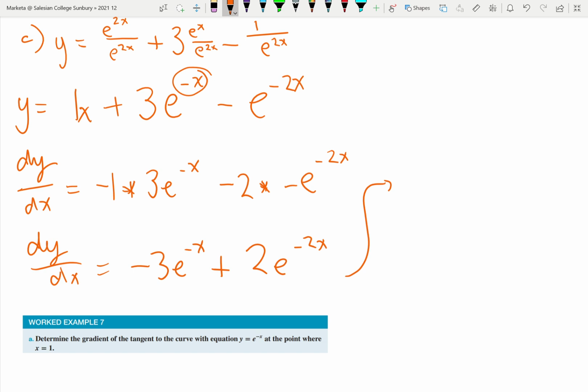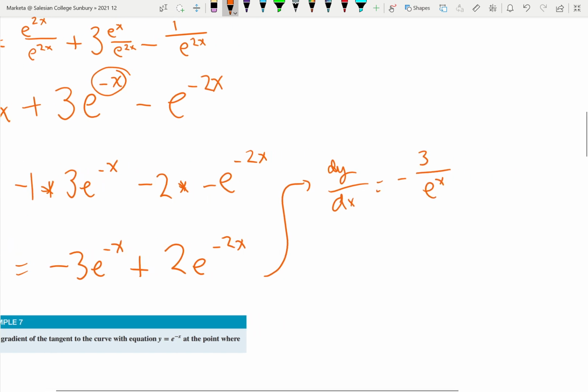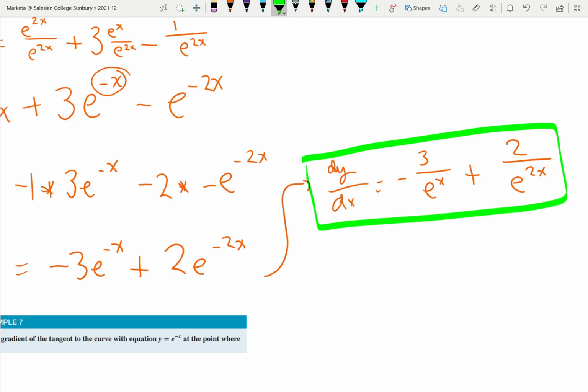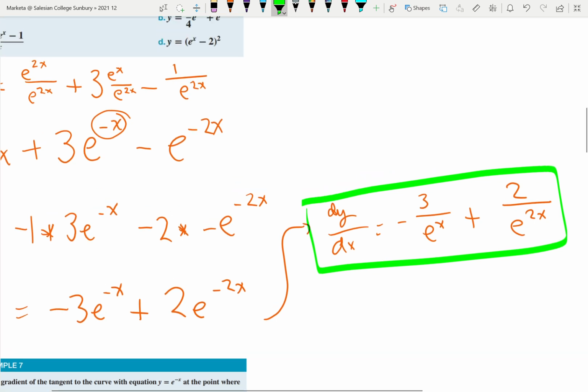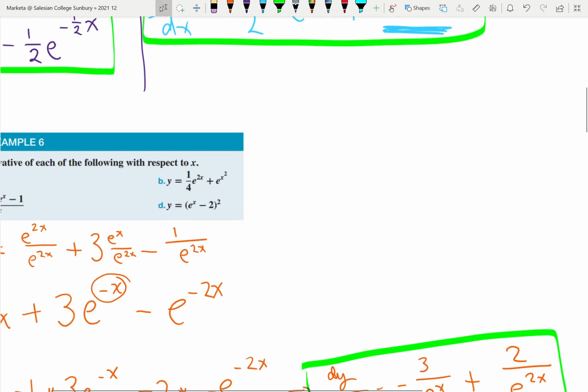And of course you can put this with positive powers, so dy dx equals neg 3 over e to the x plus 2 over e to the 2x. And this would be the nicest form of the answer, like this. So let's do the last one.